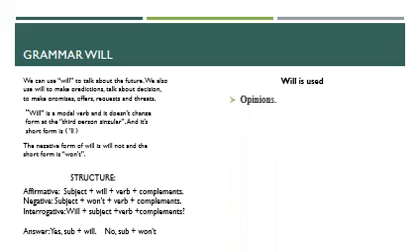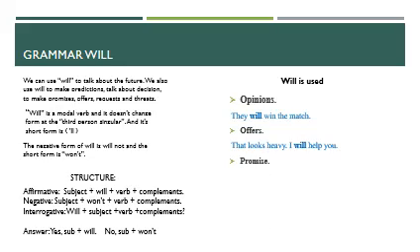Will is used to give opinions. They will win the match. That is my opinion. They are a good team and they will win the match. Offers: that looks heavy, I will help you. So you offer to help or to do something. We use will to give a promise. Don't worry, we will be there on time. So you promise someone that you will be there at a specific time.